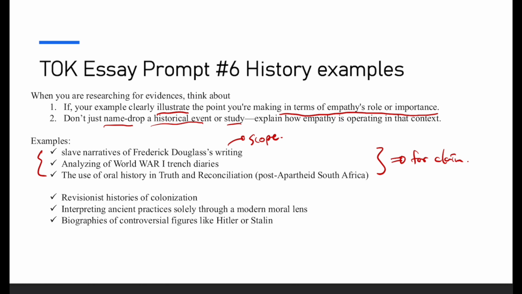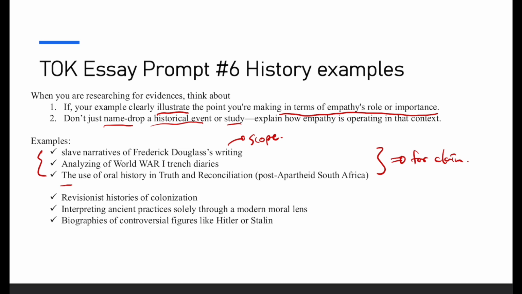And then the next one is the perspectives example. So in analyzing World War I trench diaries, empathy allows historians to adopt the viewpoints of ordinary soldiers, offering insight into fear, boredom, and despair that are often lost in macro level military history. And then here I have a method example. The use of oral history in truth and reconciliation commissions, like post-apartheid South Africa, or the First Nations example in Canada, relies on empathy to validate personal testimonies that aren't captured by the official records.